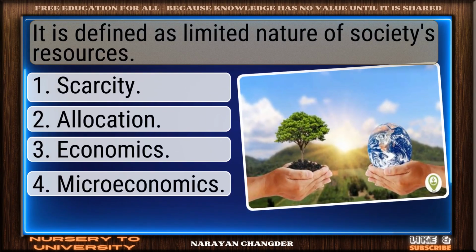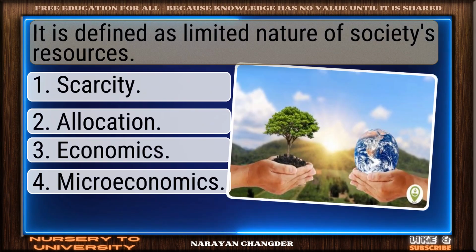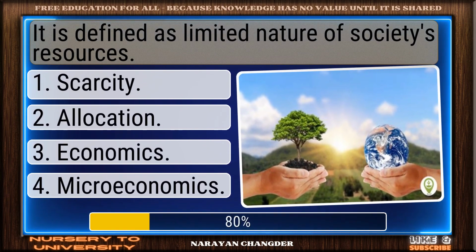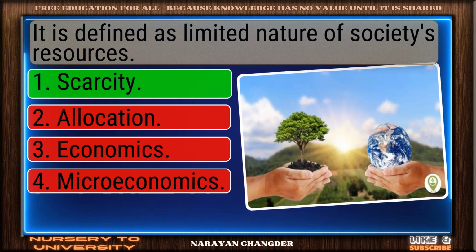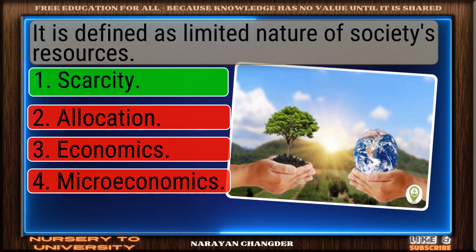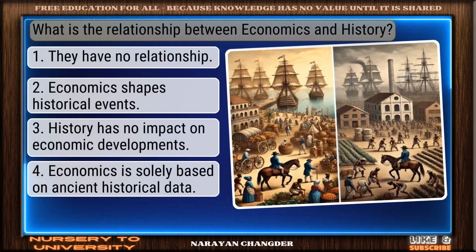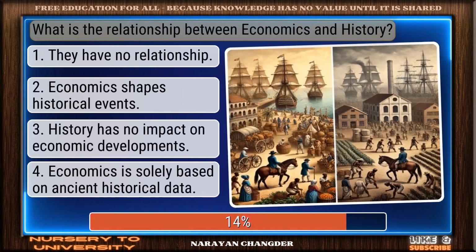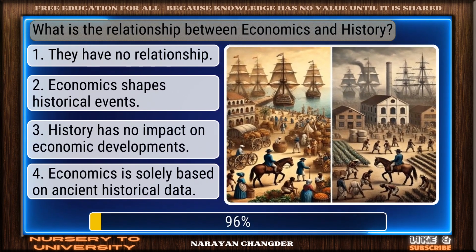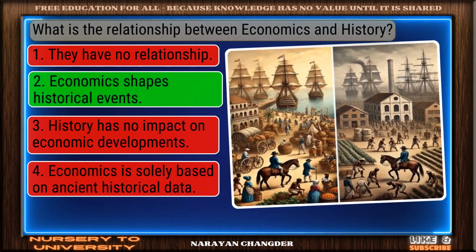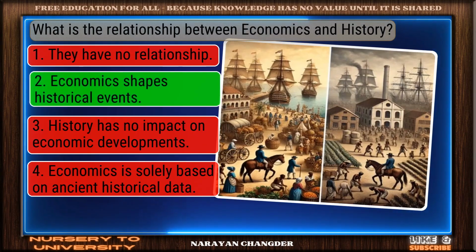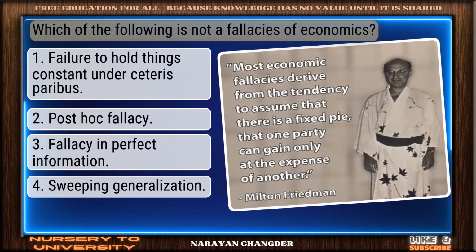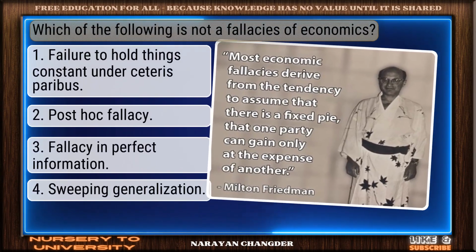It is defined as limited nature of society's resources. Correct response. Scarcity is the most accurate answer. What is the relationship between economics and history? You chose economics shapes historical events, and it is correct. Which of the following is not a fallacies of economics?